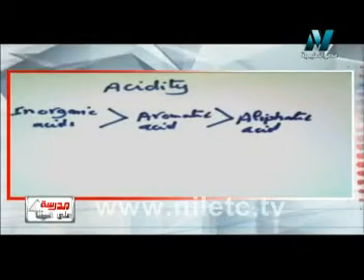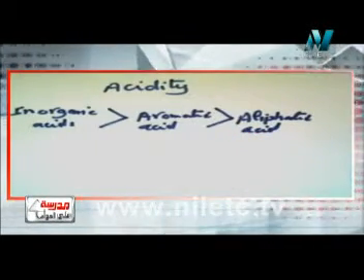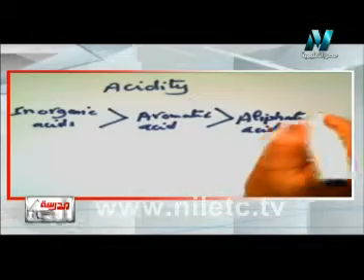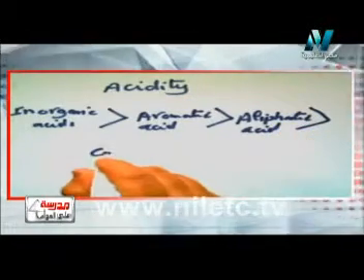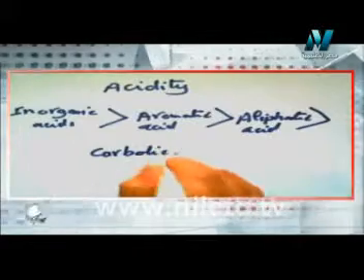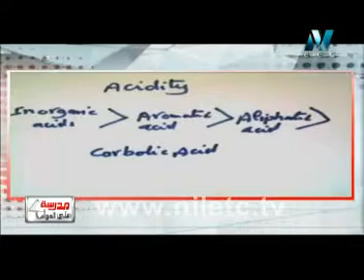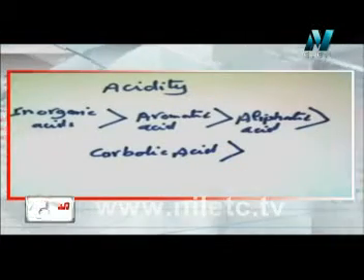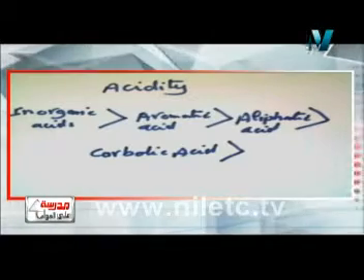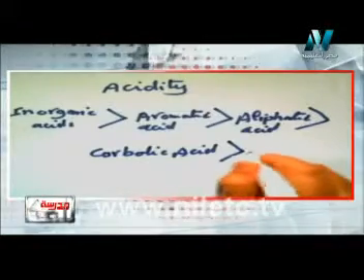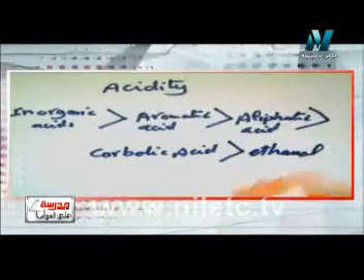We say that the presence of the benzene ring makes the bond between O and H easier to break, so benzoic acid is more acidic than acetic acid. Then carbolic acid, which is phenol, is less acidic than acetic acid. At the end, ethanol has acidity only with strong or active metals, sodium and potassium, so we write ethanol at the end of this arrangement.